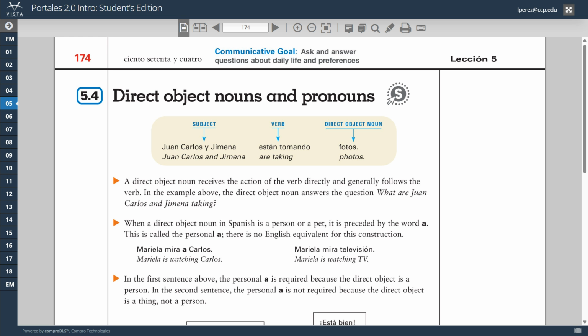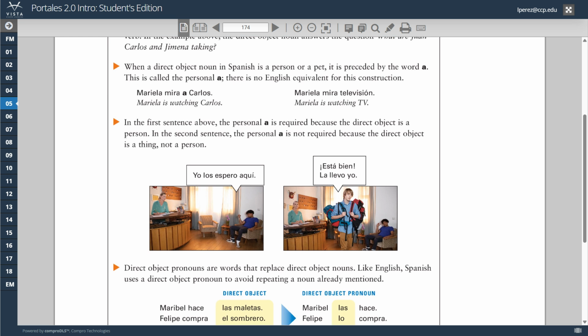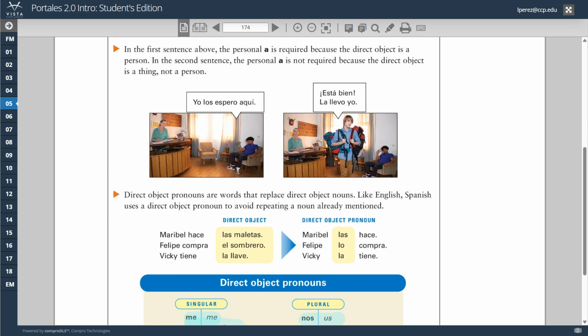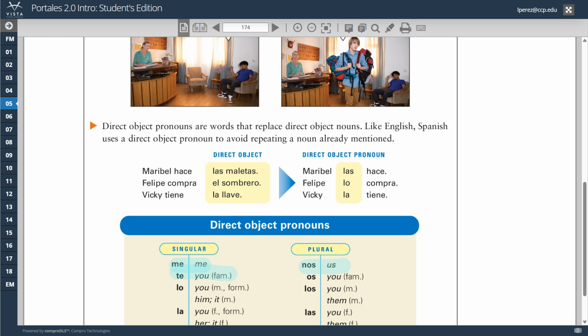I always advise my students, first locate your verb. Let's find another example. Mira, espero, different verbs. Hace, compra, tiene. Okay, this is a good way for us to look at it even down here. When you find your verb, ask the verb what or who. Maribel, Felipe, Vicky, they're subjects. They are the ones doing the actions.